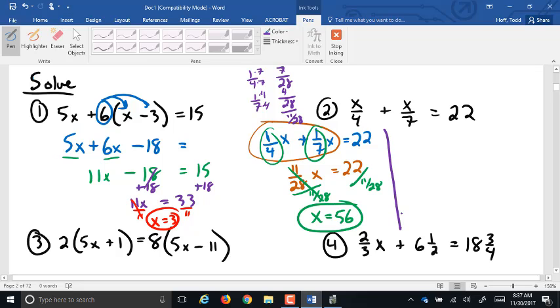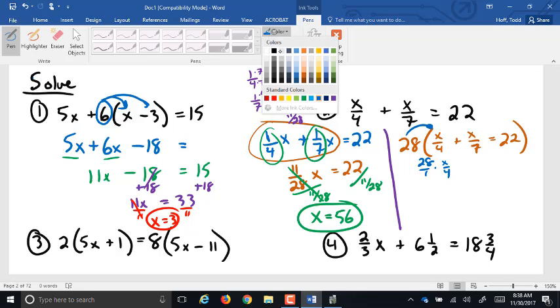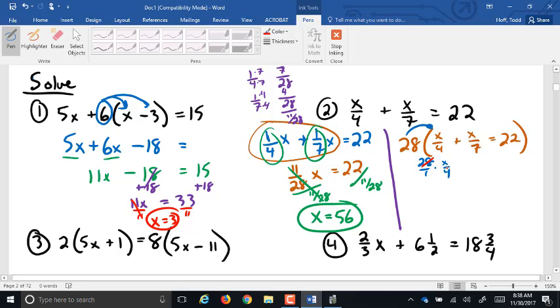Now over here, the other way I could do it is I find that that common denominator is 28. I can multiply this whole equation by 28. So 28 times x over 4, well, it's 28 over 1 times x over 4. The 28 and the 4 cross cancel, give me 1 and 7. 7 times x is 7x.